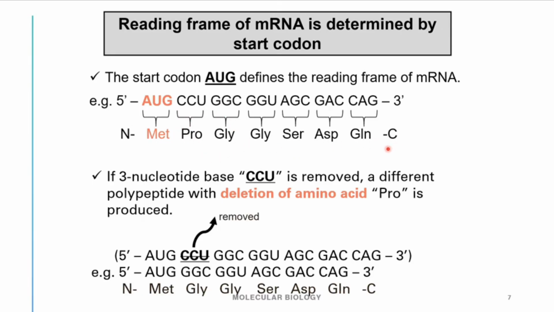However, if you were to remove the 3-nucleotide CCU, this will lead to the deletion of the amino acid proline here. However, the rest of the amino acids in the polypeptide will still remain the same. So the methionine is still here, the glycine is still here, glycine is still here, serine here, aspartic acid here, and glutamate is here.